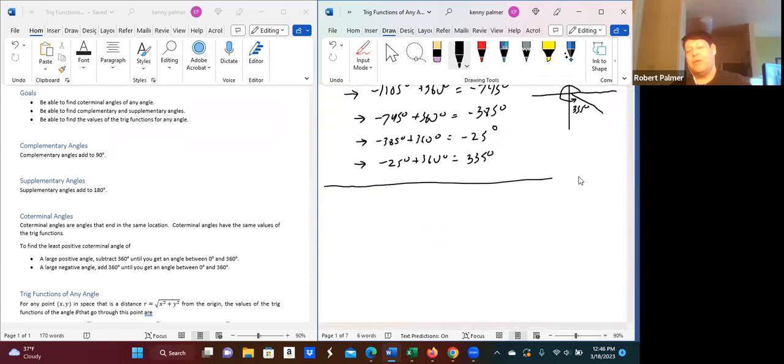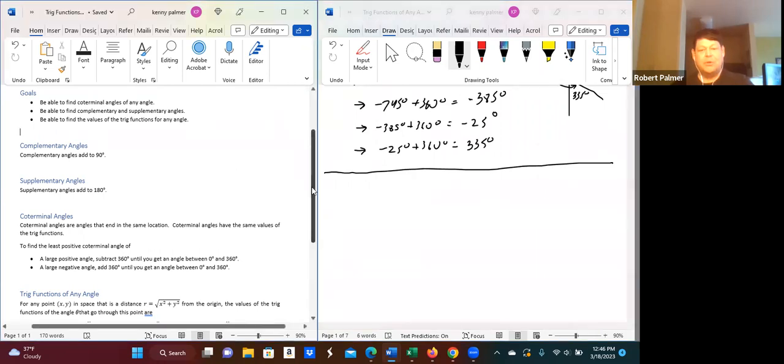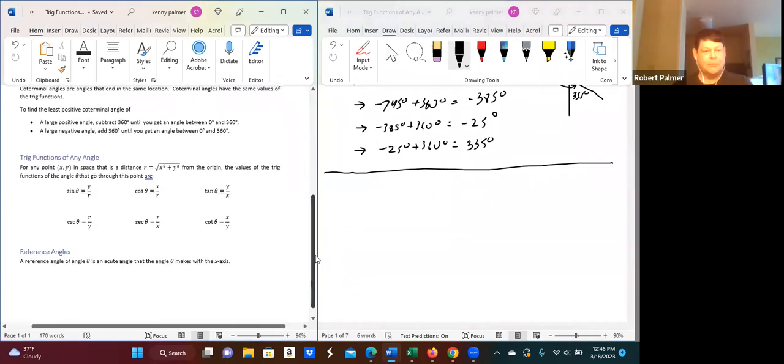So now that we understand angles and how these work, let's think about a few more things about angles in general. Let's talk about the trig functions of any angle. So we can think about the trig functions of some point in space.